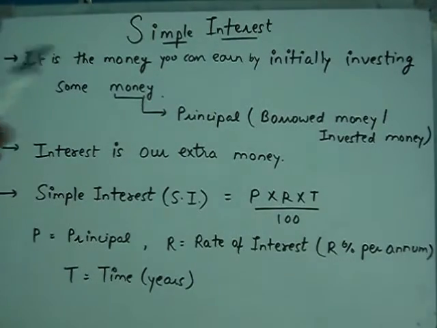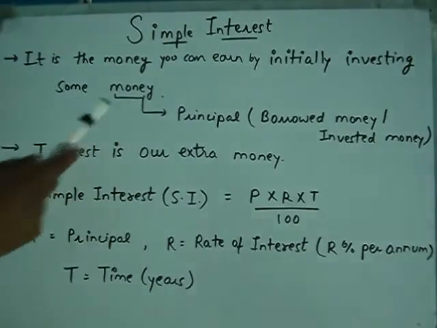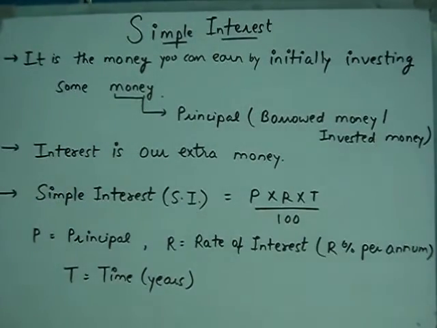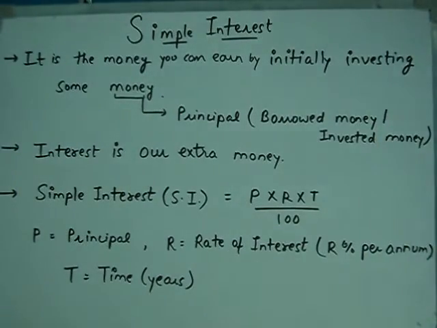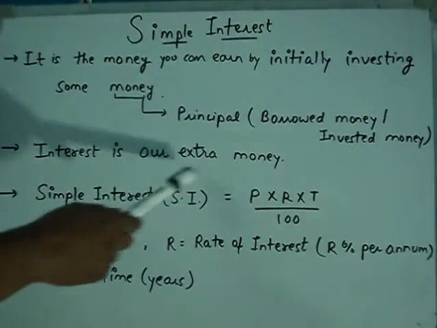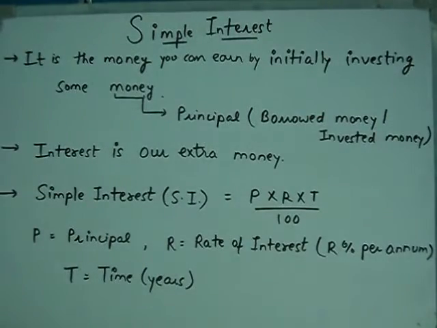It is the amount you can earn by initially investing some money. Here these two money are different. Here this money is principal, which is our invested money, and here this money is the extra money which we get after investing some money for some period. Interest is our extra money. As I told you, interest is the extra money over the invested money.